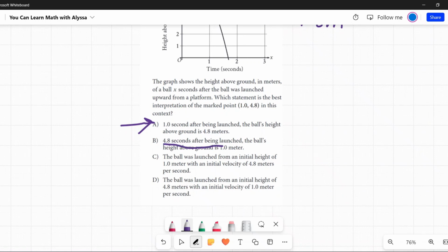B: 4.8 seconds after being launched, the ball's height above the ground is 1.0 meters. Nope. 4.8 seconds isn't even on this graph. It would be out here somewhere. So that one is out.